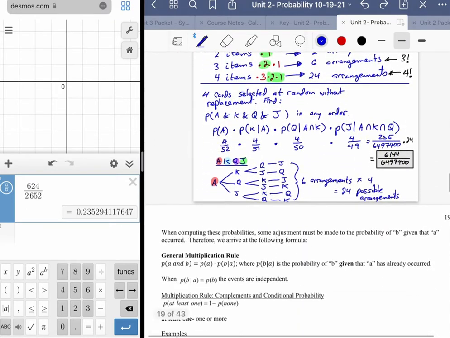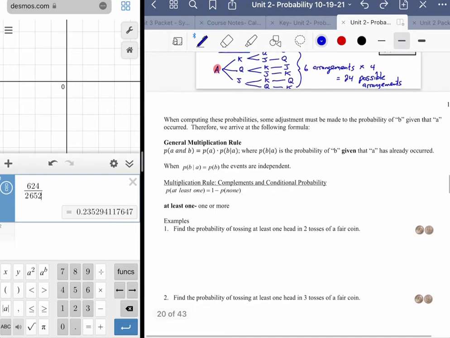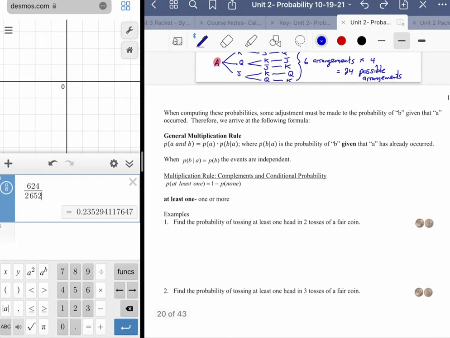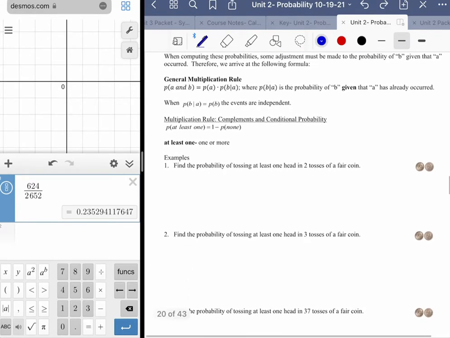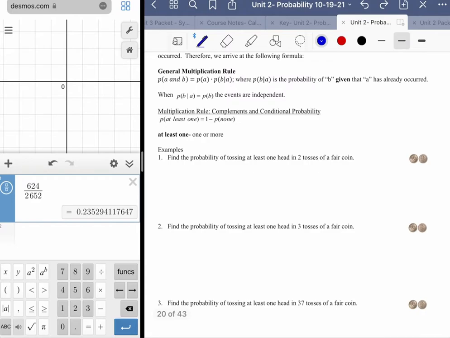Now, we want some shortcuts. We don't want to have to do the lengthy stuff all the time, but sometimes you're stuck with it. So we get to an application of the general multiplication rule. This idea is that the probability of at least 1 is equal to 1 minus the probability of none. That's pretty dark, actually. Hold on, let me clean that up.